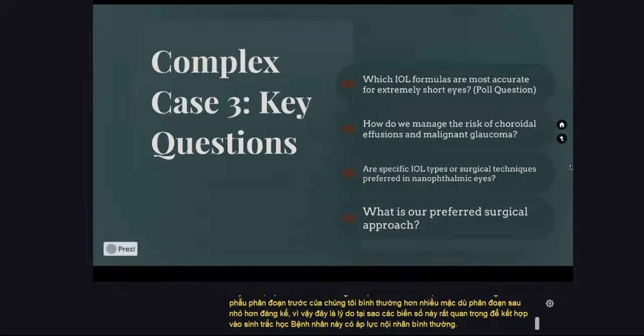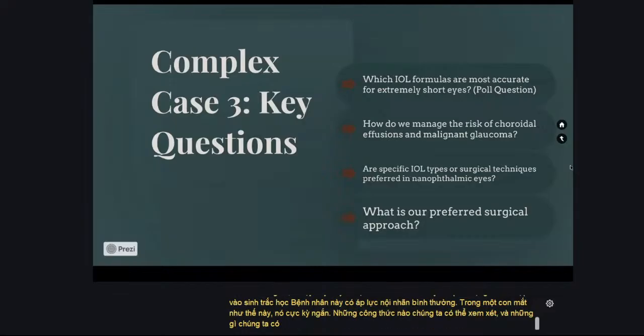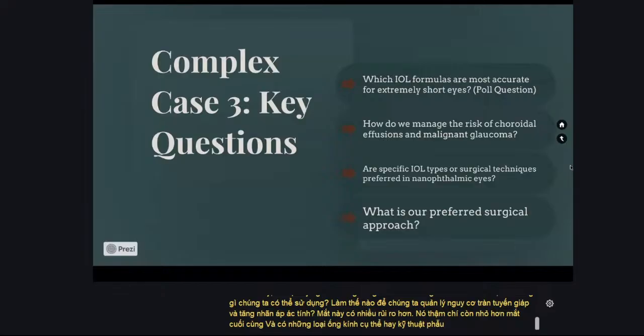So, in an eye like this that is extremely short, what formulas can we consider and what can we use? How do we manage the risk of choroidal effusions and malignant glaucoma? This eye is much more at risk. It's even smaller than the last eye. And are there specific lens types or surgical techniques that we prefer in non-ophthalmic eyes?